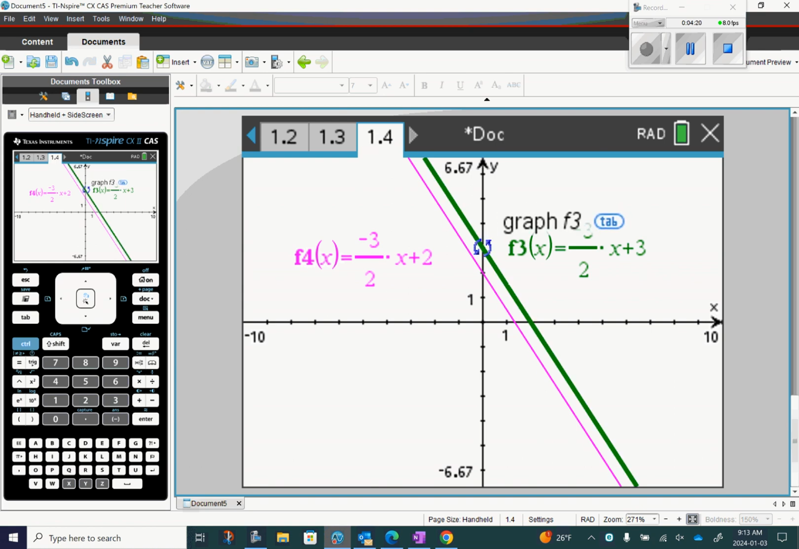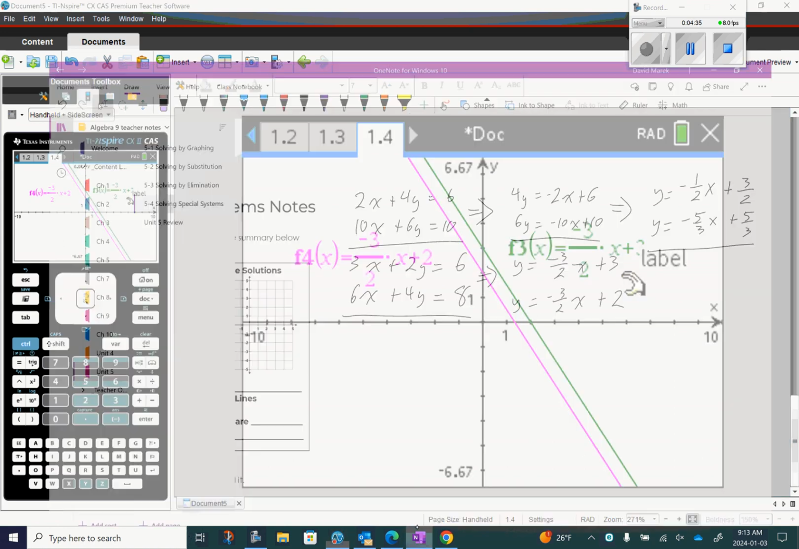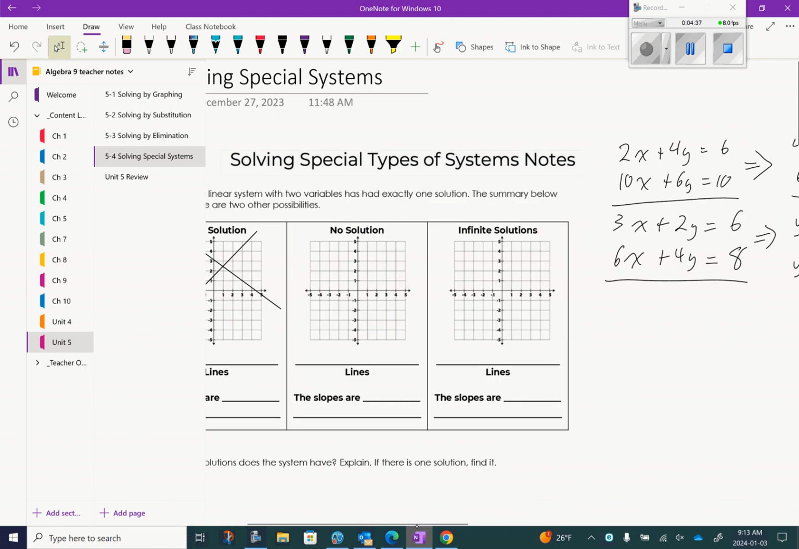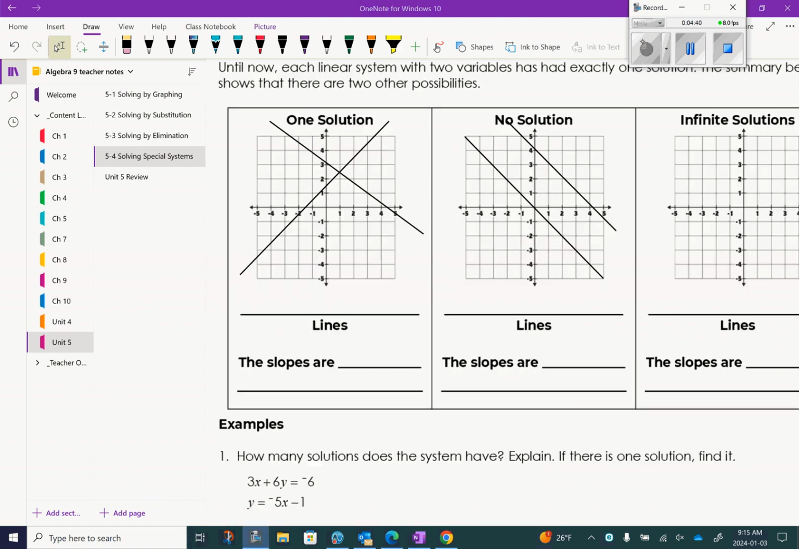Because this first one has a y-intercept at (0, 3), and this second one has a y-intercept at (0, 2), these are parallel to one another. There is no point of intersection, so there's no solution. We get one solution if we have intersecting lines. We get no solution if we have parallel lines.